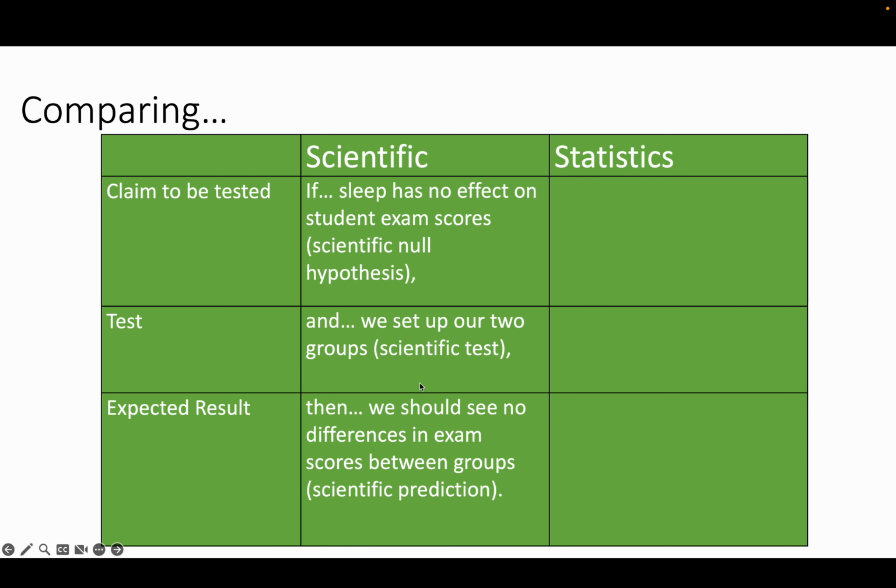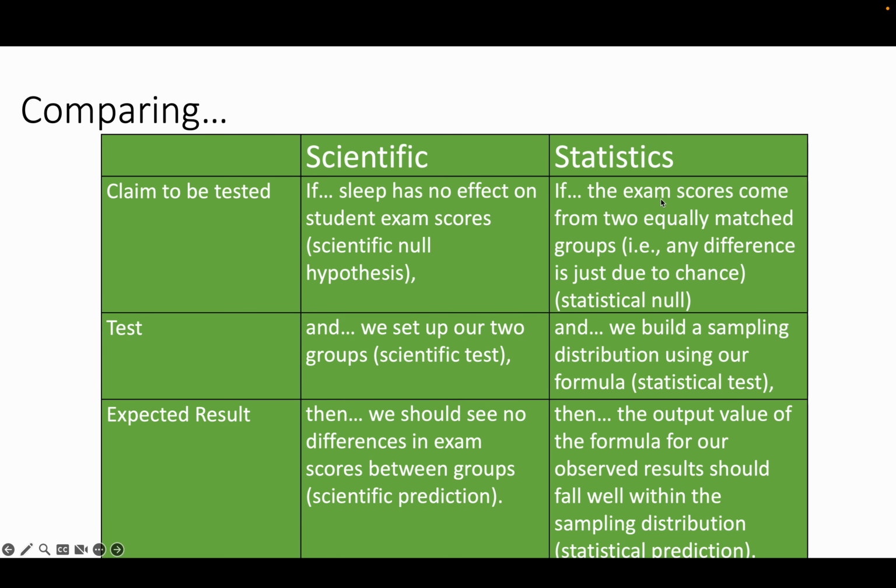So we're going to set up our two groups. That's our scientific test. And our expected results should be that we should see no differences in exam scores between groups, right? So then statistically we say, I'm assuming that these exam scores are coming from two equally matched groups. Any difference I'm seeing is just due to chance. You get chance fluctuation in exam scores from semester to semester, and it has nothing to do with sleep.